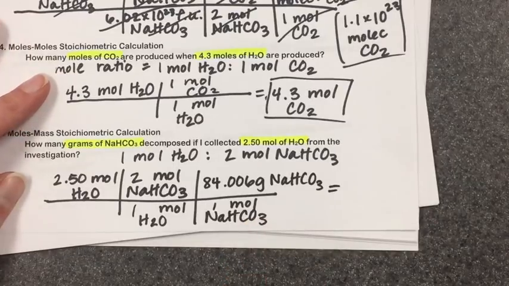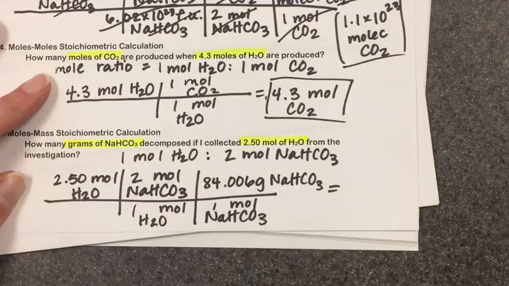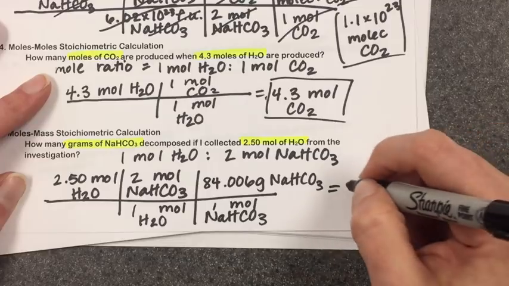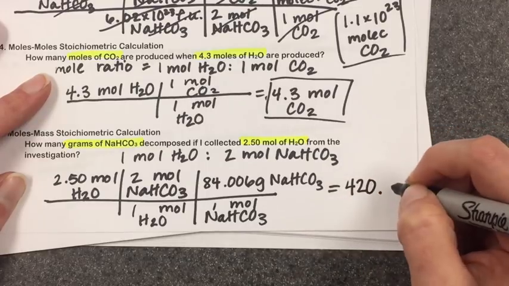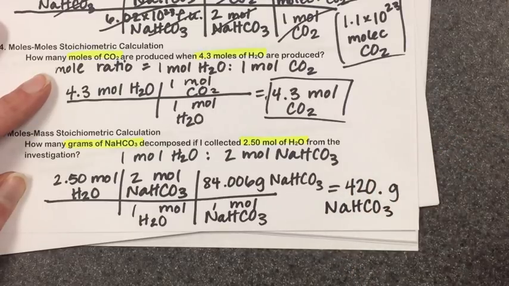Okay, so all we need to do now is multiply across the top, and then we're not going to need to divide by the bottom because both of those numbers are 1. Okay, so I have 2.50 times 2 times 84.006. Okay, and I end up with this number in my calculator, 420.03. We need to keep that to 3 significant figures, so 420 and a decimal point. That makes that last digit a significant figure.